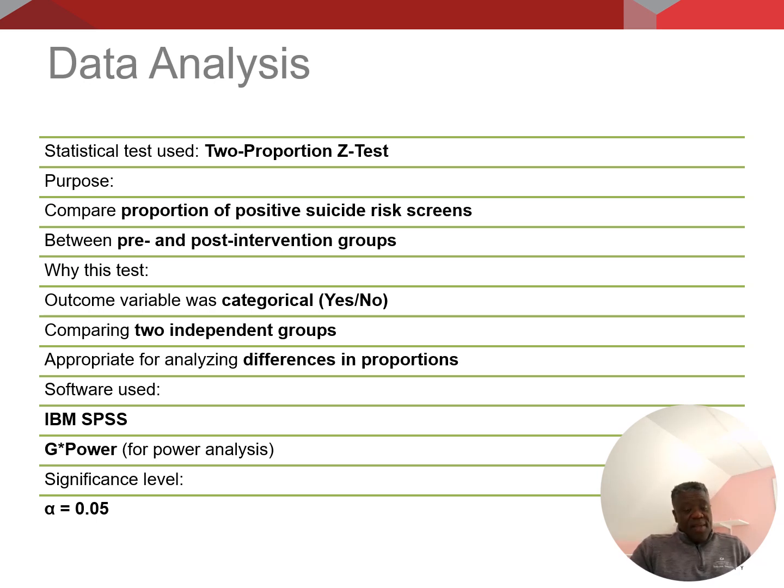Data analysis. The statistical test used was a 2-proportion Z test. The purpose of that was to compare the proportion of positive suicide risk screens between the pre- and post-intervention groups. This test was chosen because the outcome variable was categorical, meaning I had a yes or no, and it was easier to compare two independent groups. This is appropriate for analyzing differences in proportions.